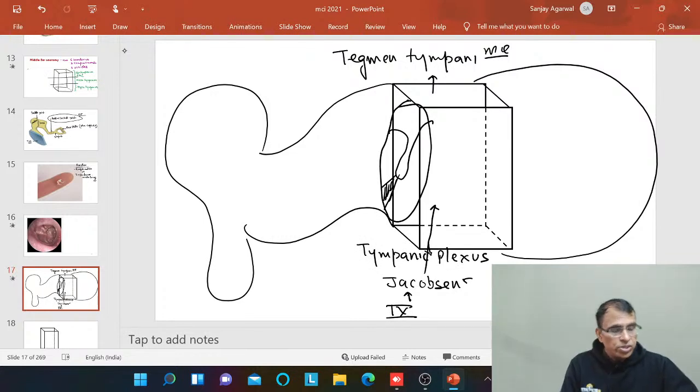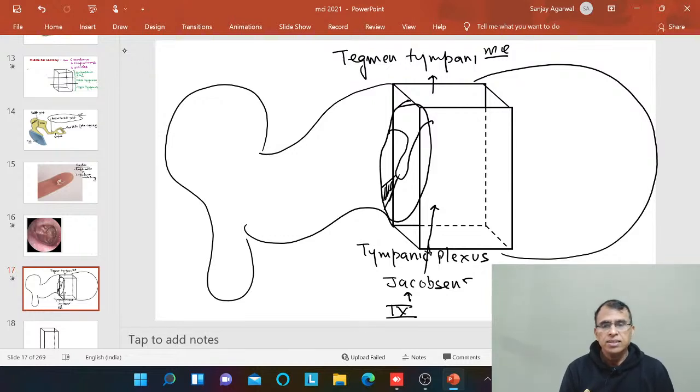Right. So this is the same thing. These three names you are seeing are one and the same. Just say ninth nerve. If I ask, and this is the nerve supply of the middle ear, like I told you, so if I ask you which nerve supplies the middle ear, all three are correct answers. You can say ninth nerve, you can say Jacobson's nerve, you can say tympanic plexus. Whichever is given in the choices is the correct answer. Tympanic plexus is the best answer.